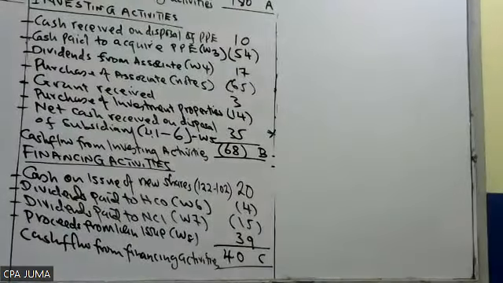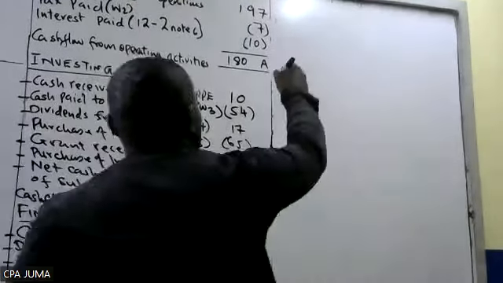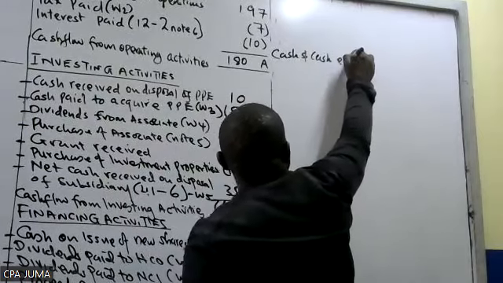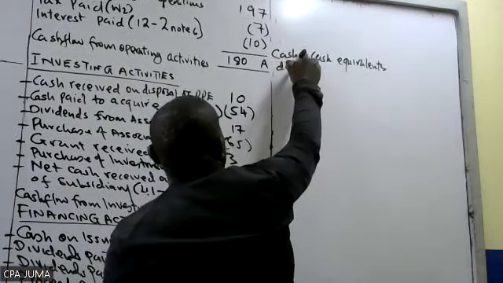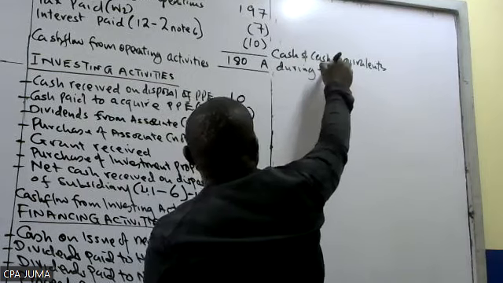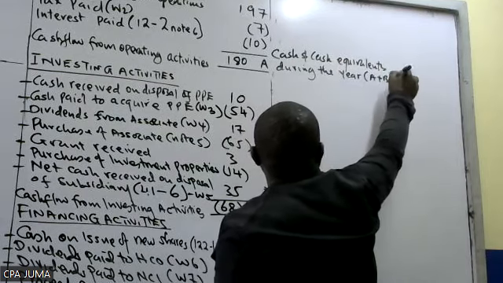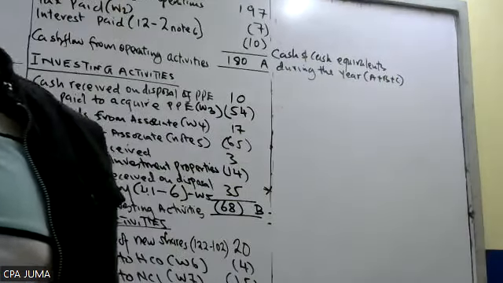All right, so down there, you write cash and cash equivalents during the year, A plus B plus C. So give me the aggregate of the three. That is the cash and cash equivalents during the year.